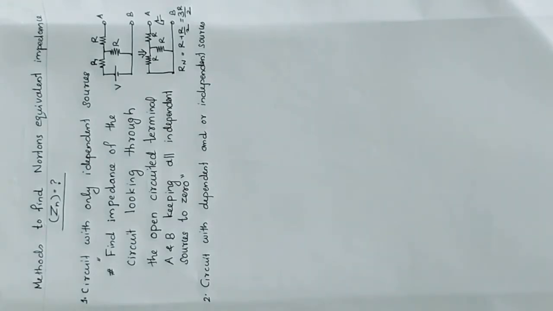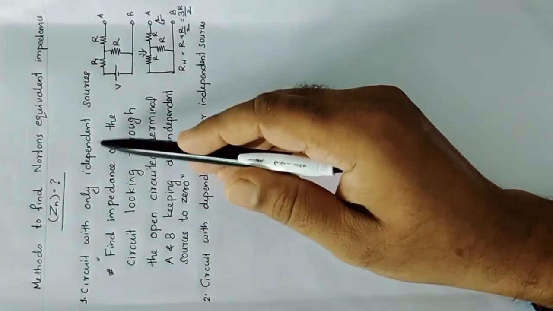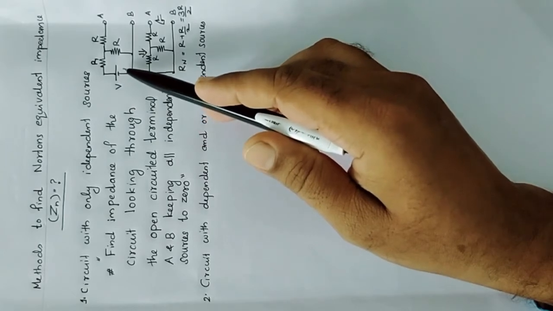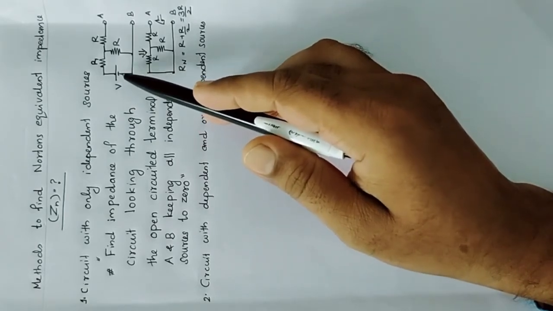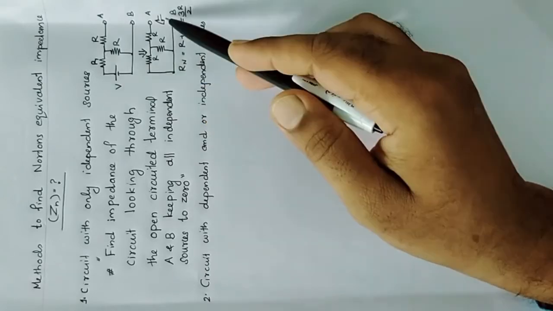In this session, let's discuss how to find the Norton equivalent impedance Zn of a circuit if the circuit contains only independent sources, or a circuit with dependent and/or independent sources. First of all, let's consider a circuit with only independent sources. Let's consider a simple example like this. In this circuit, only one voltage source is available, that is an independent voltage source.